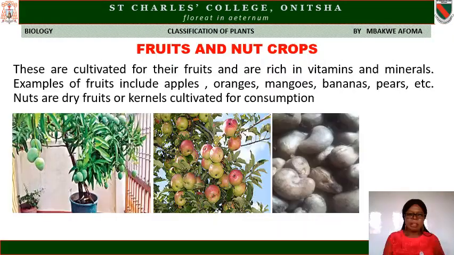Okay, we look at the fruits and nuts. These ones are cultivated for their fruits, and these fruits are rich in vitamins and minerals. Examples of fruits include the apple, mango. As you can see from the picture there, you have other ones with you there.